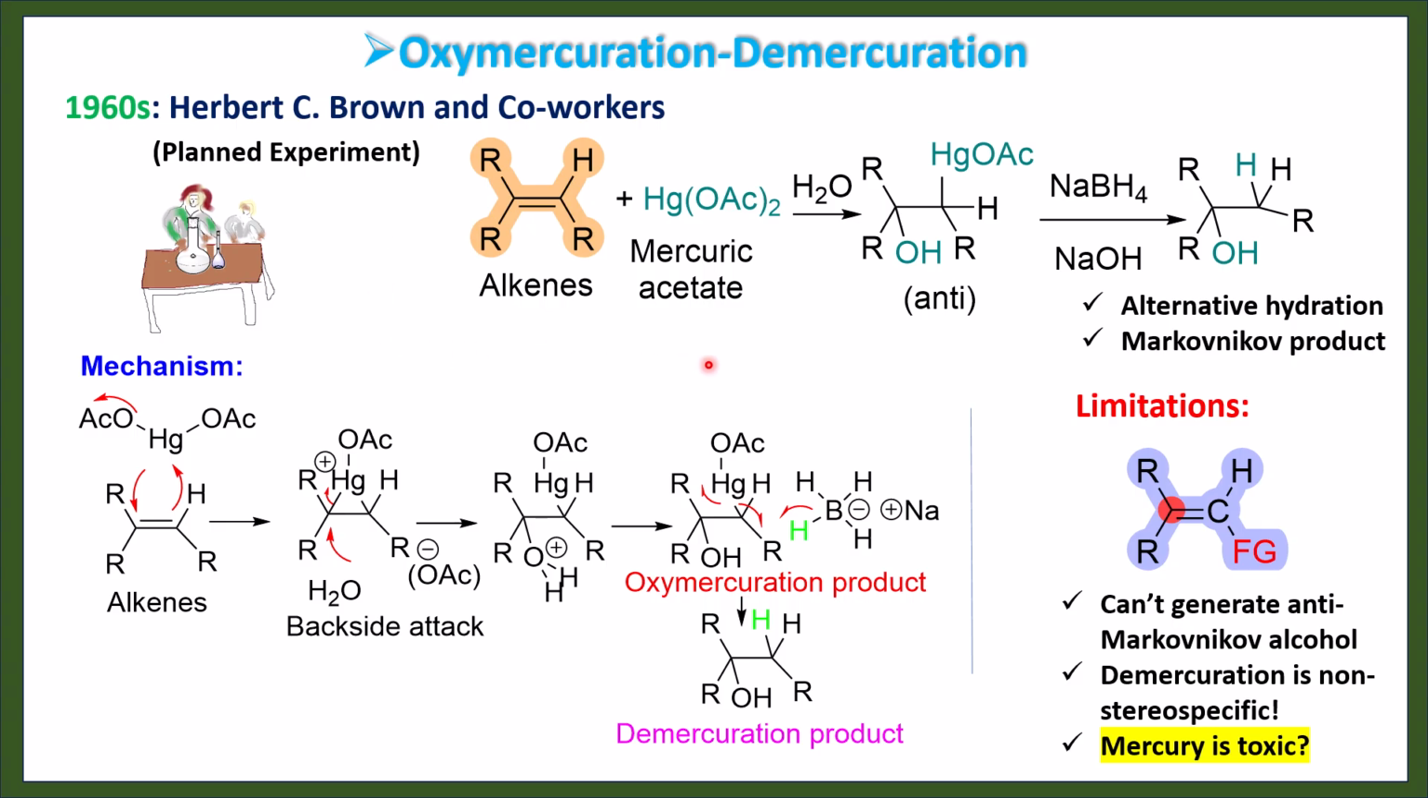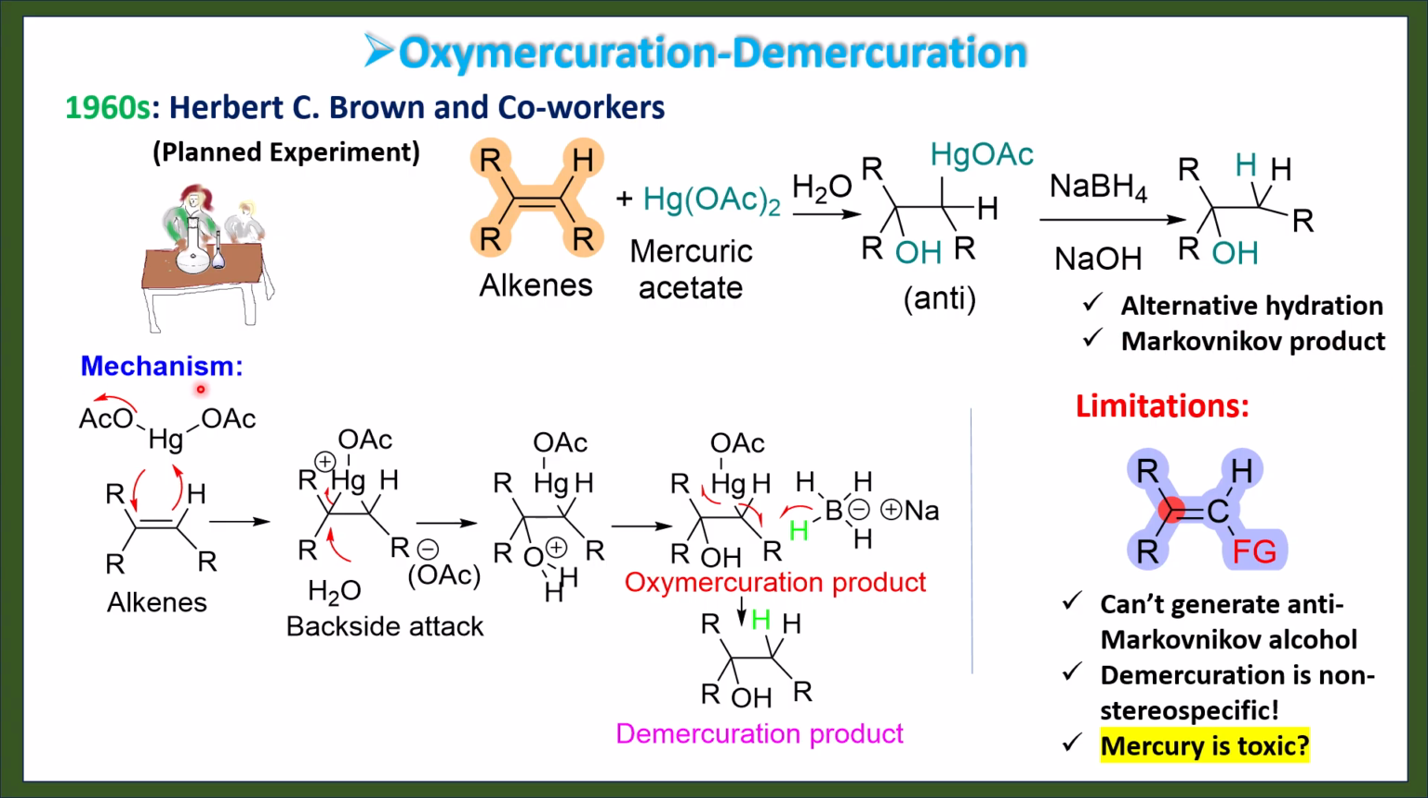They used another type of reagent, mercuric acetate with alkenes in water solvent, and they found the anti-addition product is formed. Further, they used the reducing agent sodium borohydride, and they found this hydration product. So this is also another alternative for hydration. This is a similar hydration product, the Markovnikov product, formed here.